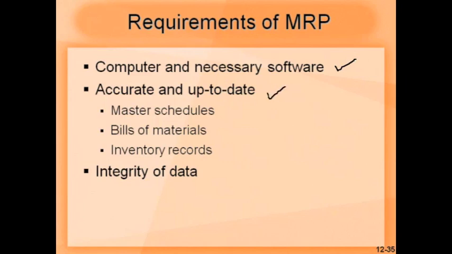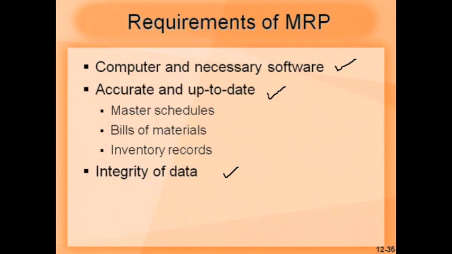Accurate and up-to-date master schedules, bill of materials, and inventory records. Even if you have the most powerful computer systems and software, if the inventory records are not up to date, it is going to create a lot of problems. There could be too many or too few parts ordered if the records are not correct, and there could be failure to be on schedule if this information is not available. So integrity of data is very, very critical.